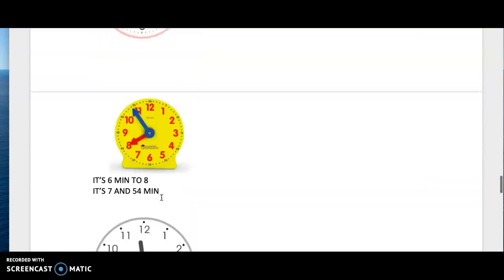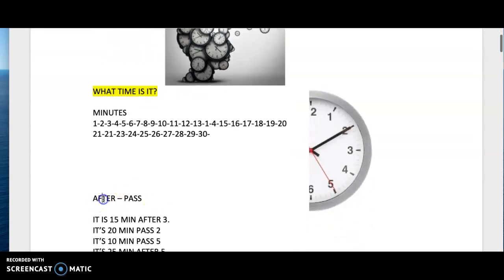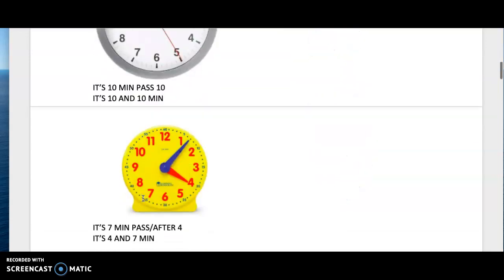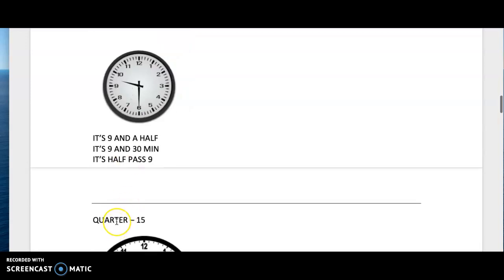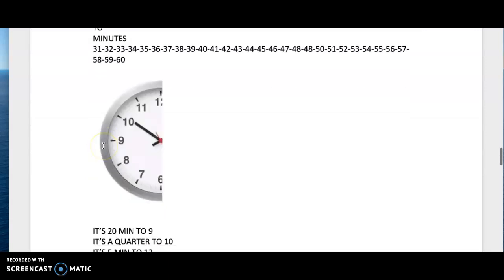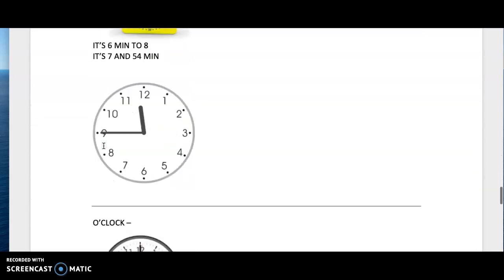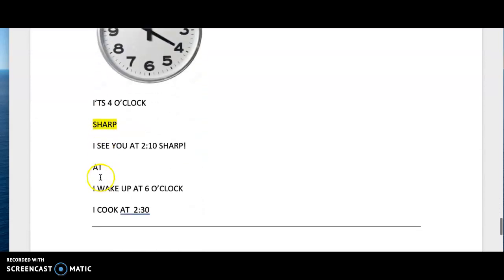Okay, that's all for today. Hope you can remember the vocabulary. Remember the important vocabulary for time, that is after, past, or we can have half, quarter, to, sharp, at. Okay, very good. See you next class.